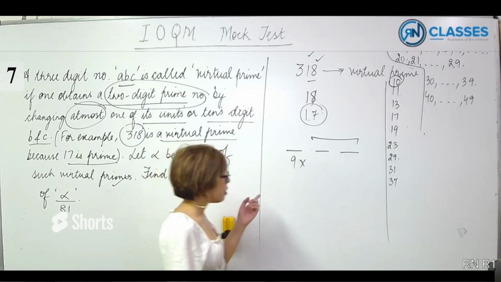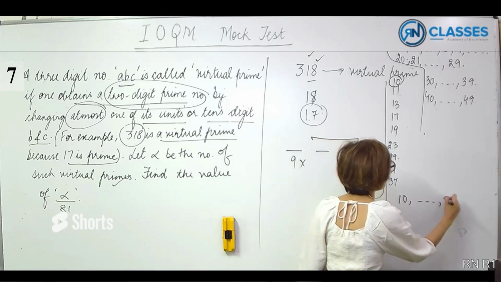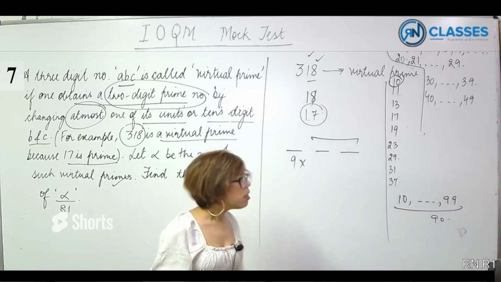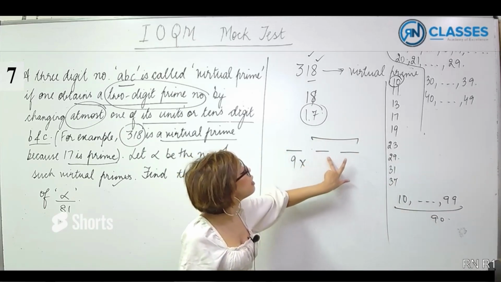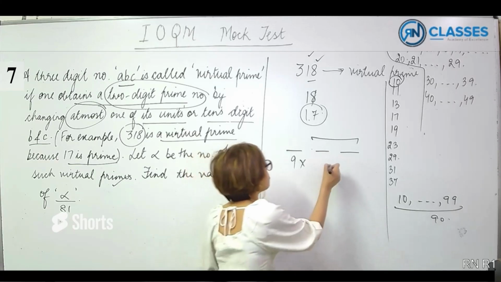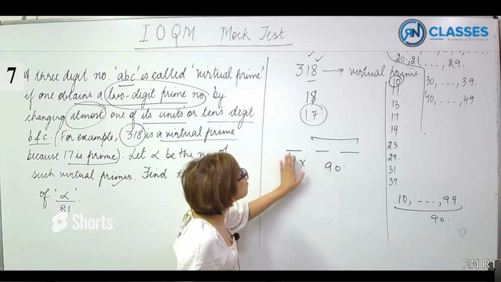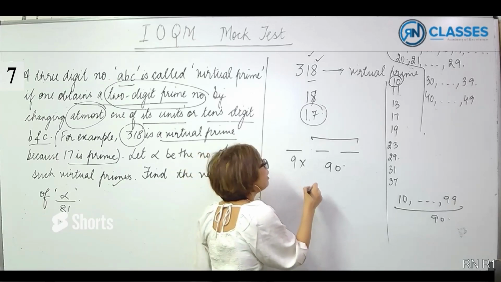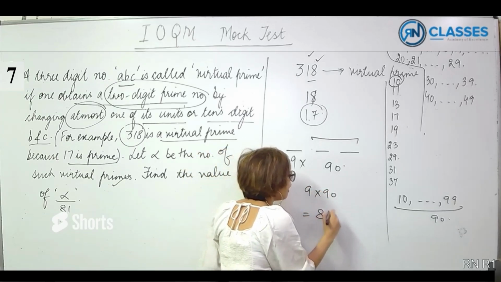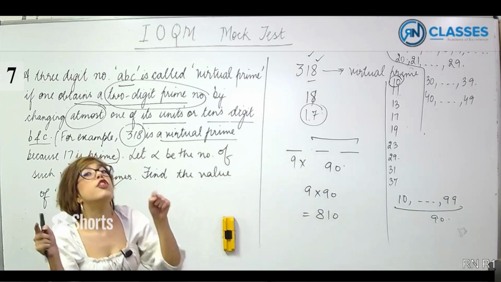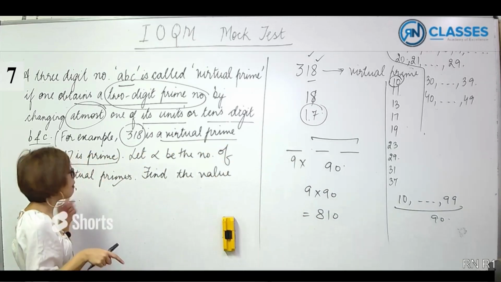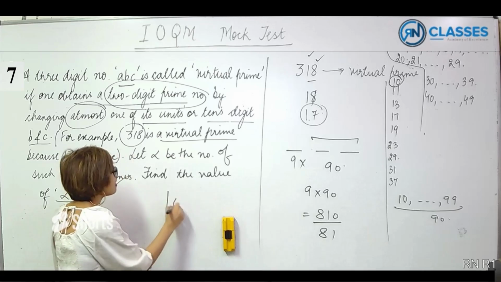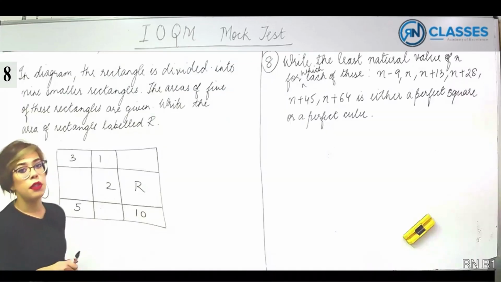How many 2-digit numbers are there? From 10 to 99. How many 2-digit numbers are there? 90. Right? So that means I can have 90 possibilities for both of these places. Right? 90 possibilities. Now, obviously, since I know corresponding to each choice over here I have 90, here I have 9 choices. So in total, I had 9 into 90 choices, which is nothing but 810. This is the number of virtual primes. That is alpha. But I don't want alpha. I want alpha by 81. So divide by 81. Right? The answer is obviously in this case 10. On to the next question.